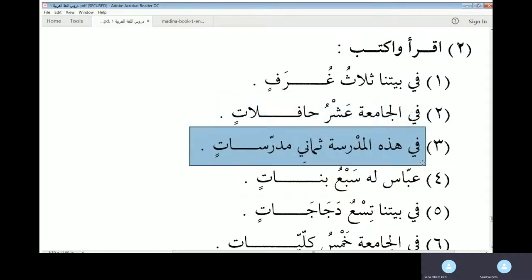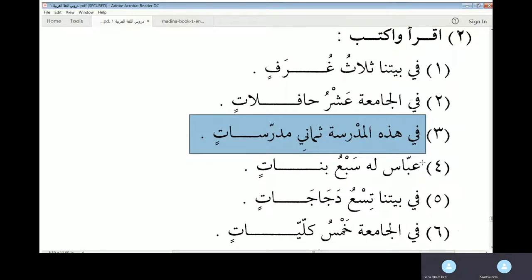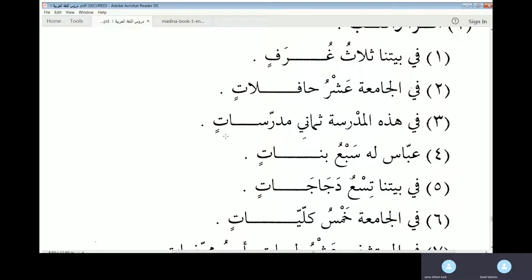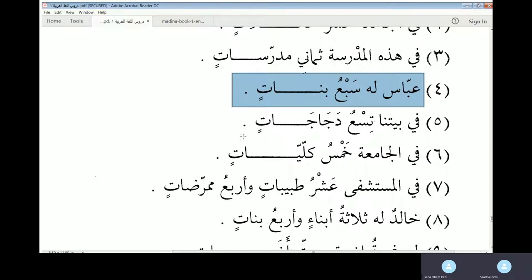في هذه المدرسة ثماني مدرسات. In this school there are eight مدرسات, teachers. عباس له سبع بنات. Abbas has seven daughters.